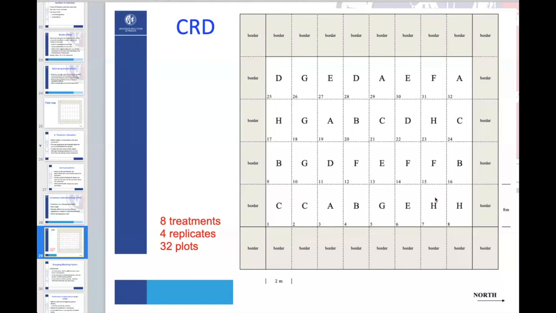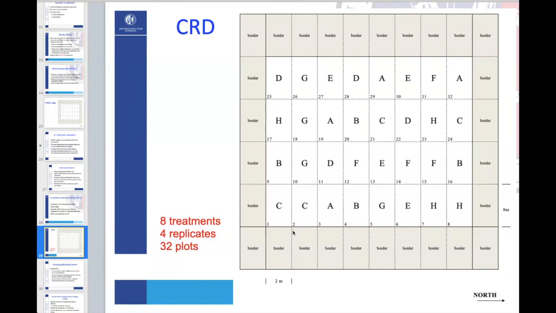And if we create systematic error, then we lose accuracy, because we are making advantages to one treatment and we are making a disadvantage to another treatment. So we are confounding the treatment effect with the fertility effect. And this is a very big risk with completely randomized design.